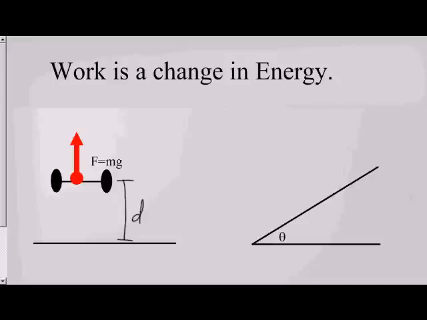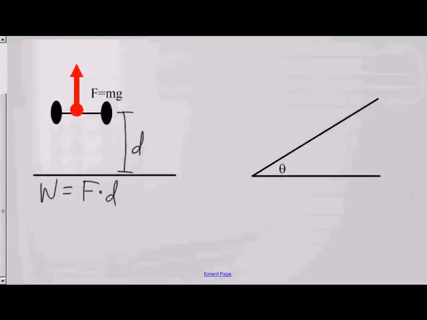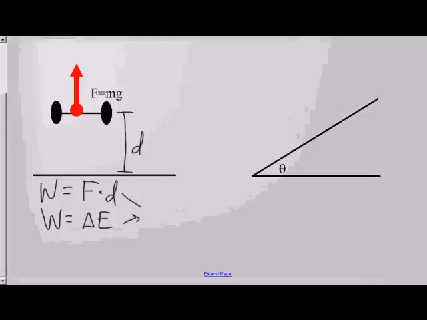And when we get down to it, work is equal to force times distance. Well, work's also equal to a change in energy. So these two are equivalent because the force I'm using here is mg, the distance is d, but it's also a height. So it's really mg delta h. It's the change in potential energy when I'm lifting it up.